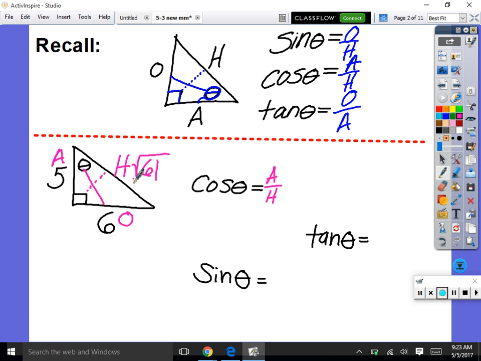Adjacent, hypotenuse. Okay, here we go. So our adjacent side is 5. Our hypotenuse is root 61. So you'd say 5 over root 61. And we're done. That's cosine. So we stop there. Find sine.